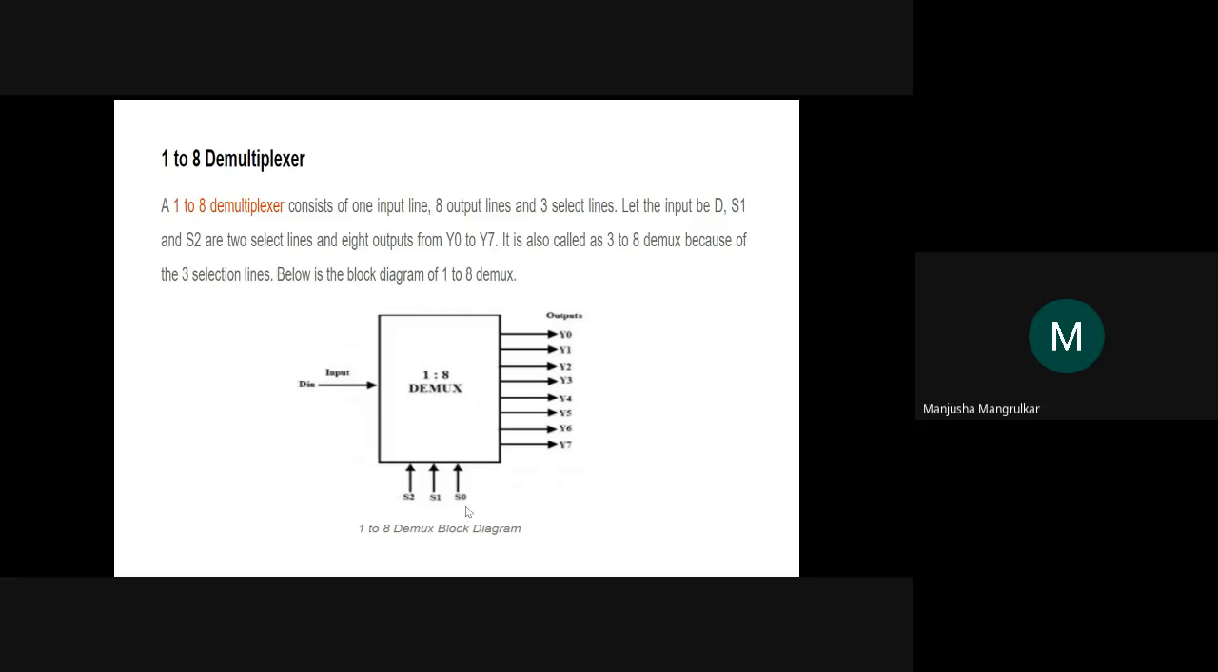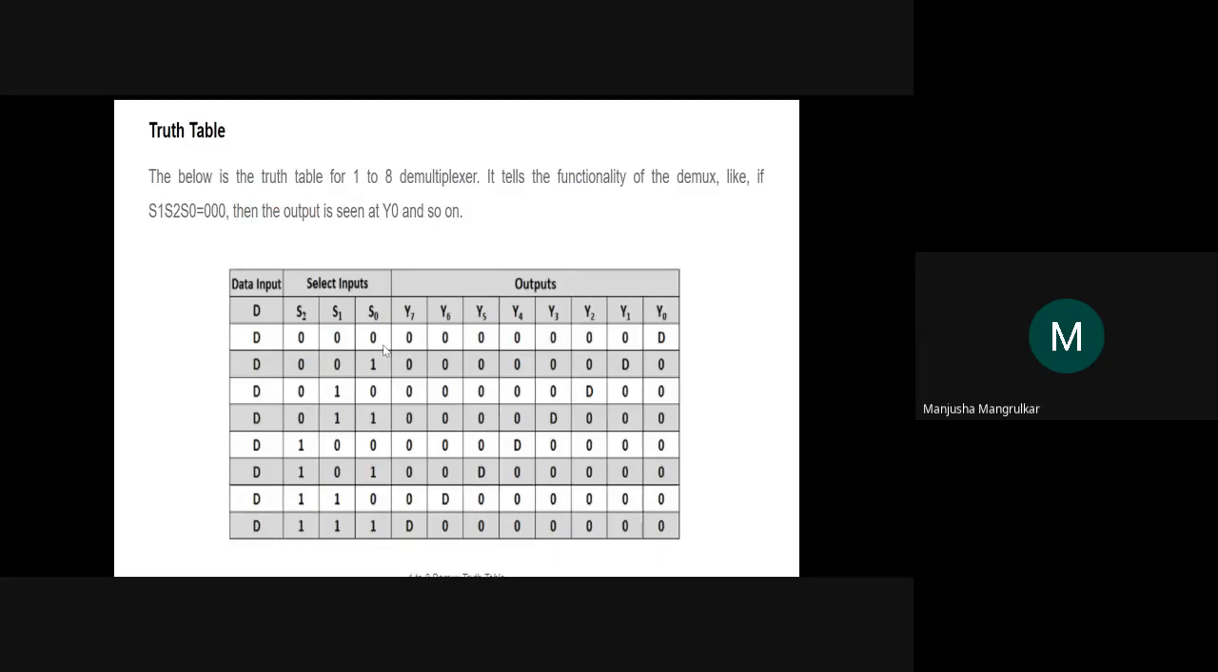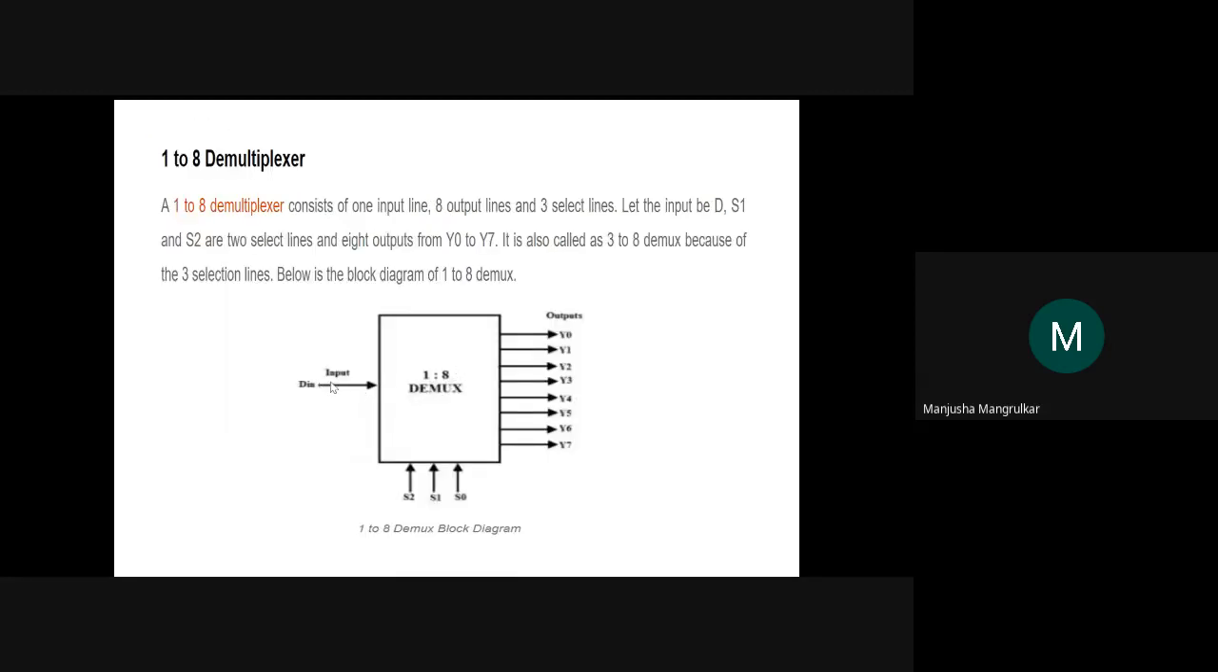When the selector lines are all 0 0 0, whatever the input data is, it will be represented on Y0, right? If your selector lines are 0 0 1, whatever this data is, it will be represented on Y1, but all the rest are 0. Only the data of the input signal will be represented on Y1, whether it is a 0 or 1, and all the rest of the signals are 0, right?